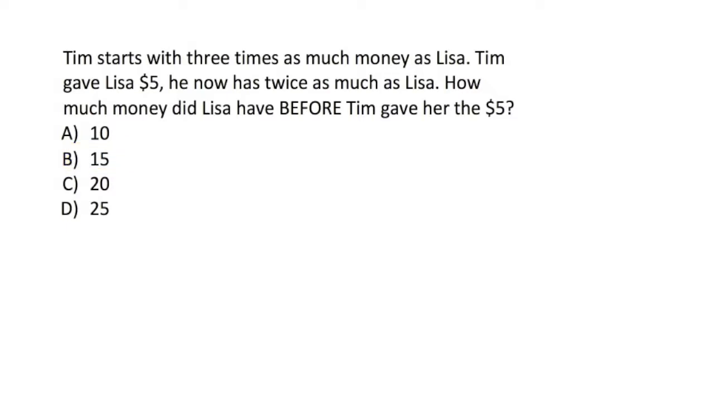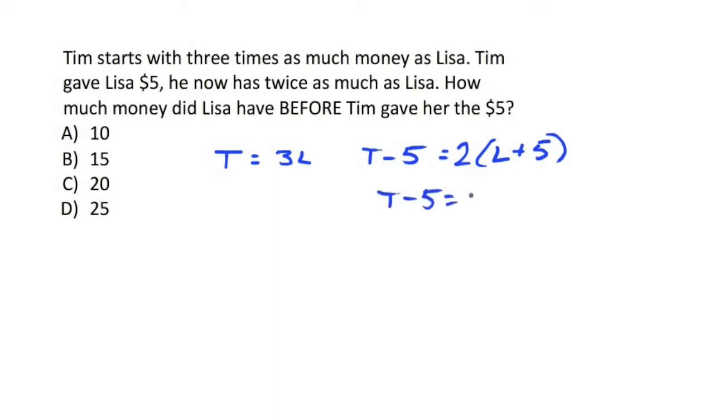To solve this problem, we need to set up our system of equations. We know that Tim starts with 3 times as much money as Lisa. So the first one is easy: T equals 3L. The second one's a little bit harder. We have T minus 5 for Tim giving away $5. Lisa gets $5, and it's 2 times as much, so we'll do a parentheses times 2. So here are our two equations so far. Let's simplify this a bit. T minus 5 equals 2L plus 10 if we use the distributive property, and then we can move this 5 over here. T equals 2L plus 15.